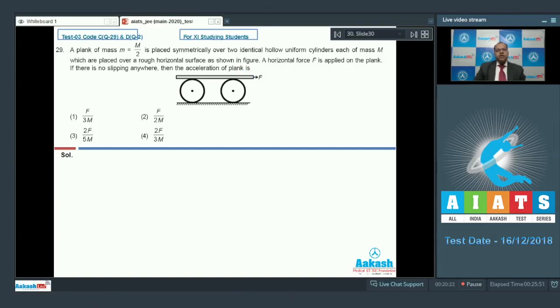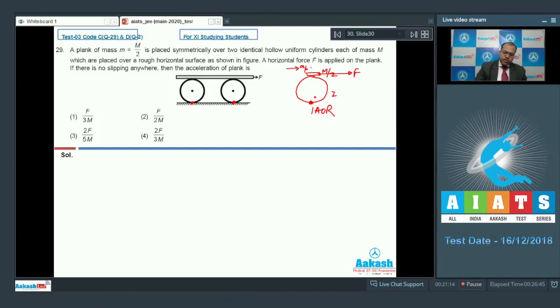If we analyze the situation, then we can say that the uniform cylinders are in the state of pure rolling. So the velocity of this point is 0. So I can apply the instantaneous axis of rotation about this point or about this point. Since the uniform cylinders are identical in nature, due to symmetry, we can overlap these two cylinders and make a system like this. These are two cylinders which are overlapping, and the plank is replaced by a block of mass m by 2. So F force is applied on this plank, and due to this force, the acceleration of plank is AP. So this is the instantaneous axis of rotation.